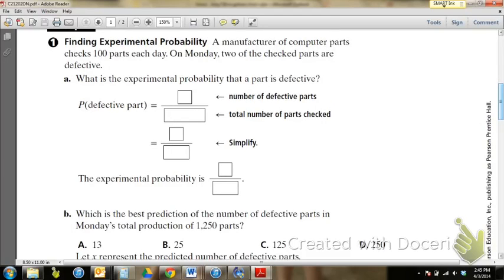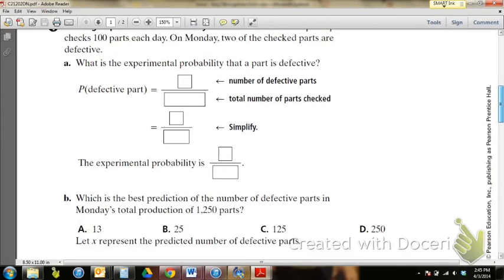A manufacturer of computer parts checks 100 parts each day. On Monday, 2 of the checked parts are defective. What's the experimental probability that a part is defective? So there were 2 defective parts out of 100, which reduces down to 1 over 50. So the experimental probability on that day was 1 out of 50 parts. That doesn't mean that's going to happen every day. That's just what happened that day. Okay, so let's try the next one.